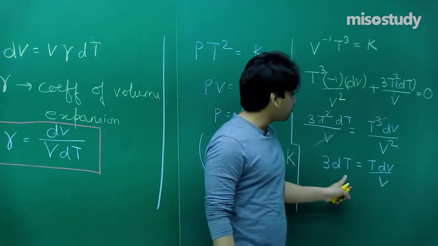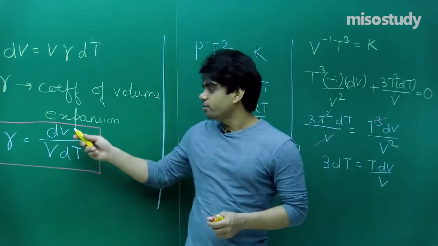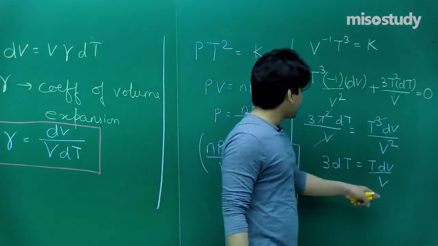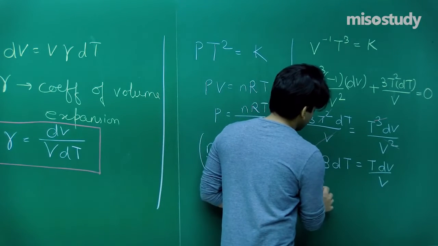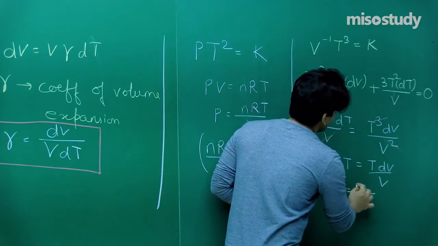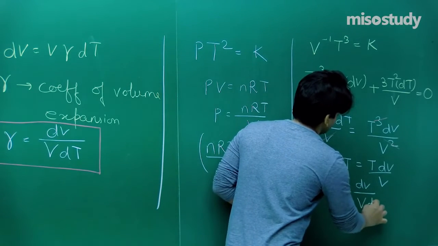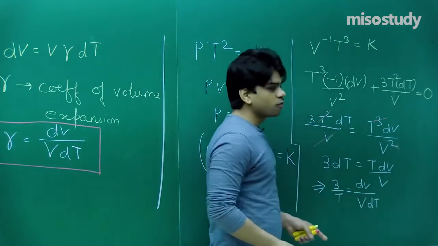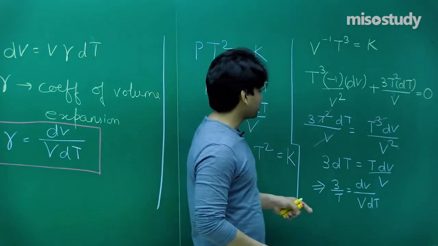Now clearly you have to find a relation in this way. You want dV by V dT. So dV by V dT you will be obtaining as 3 by T. Hope that you have got the value of the coefficient of volume expansion.